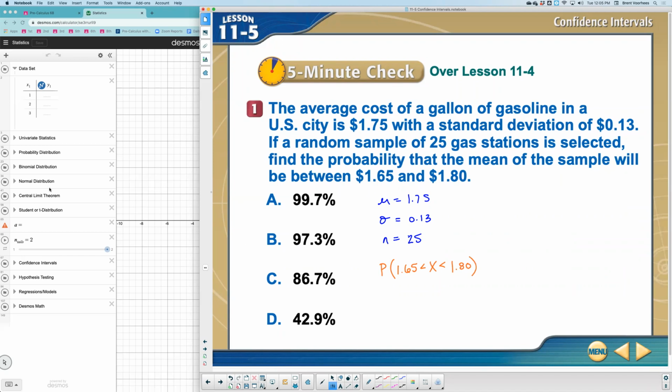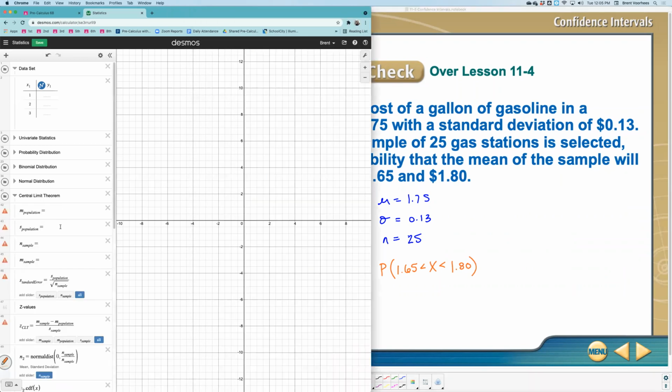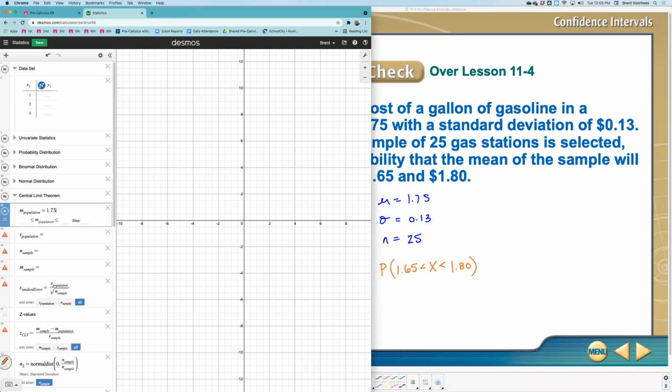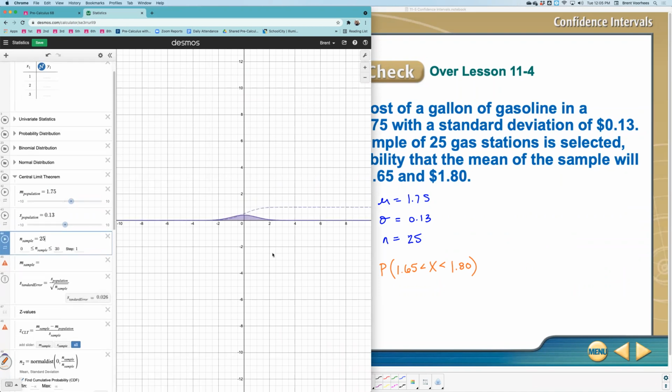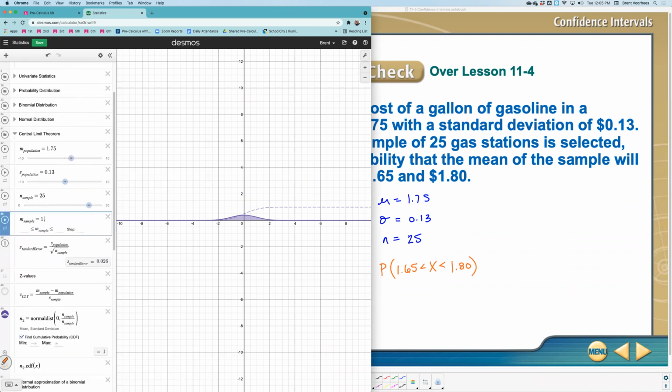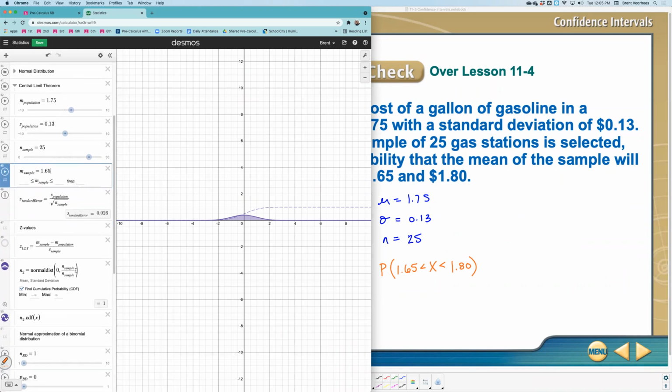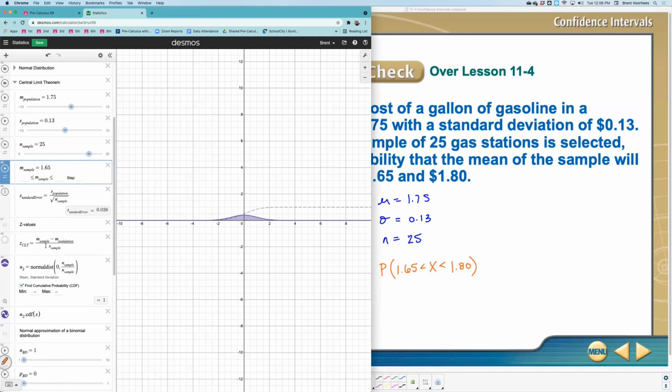So to do so, I'm going to go to the central limit theorem. What we found out is the mean of the population is $1.75. The standard deviation is 13 cents. We have 25 samples, and we want to know the probability of the sample mean being between $1.65 and $1.80. So I'm going to first put in here the mean of the sample at $1.65 and get our standard error value. And what's more important, oftentimes, would be the Z value.